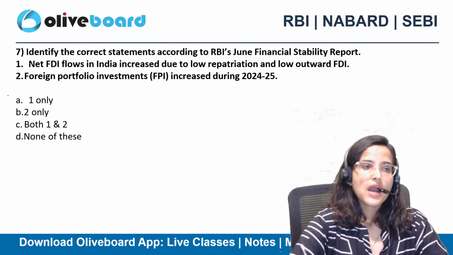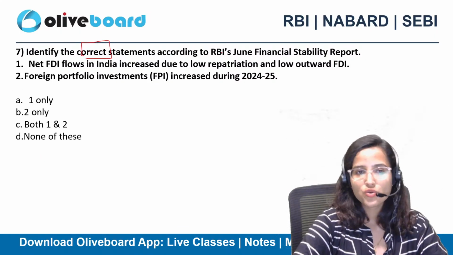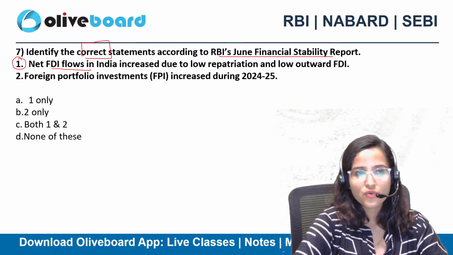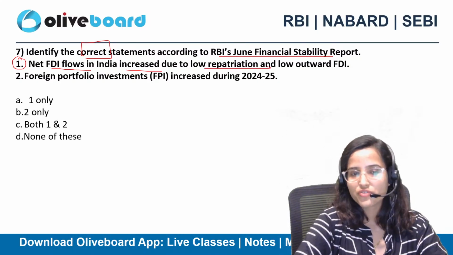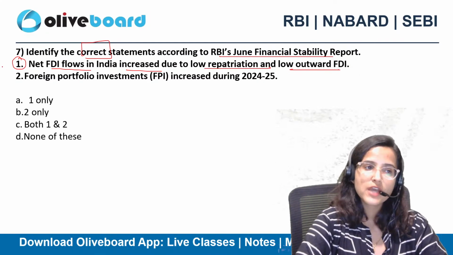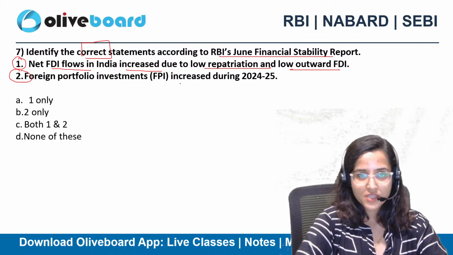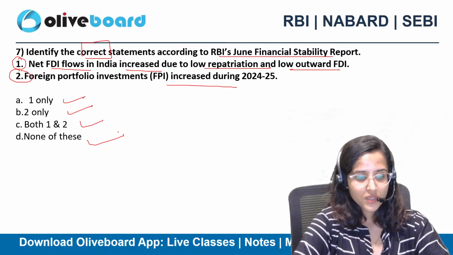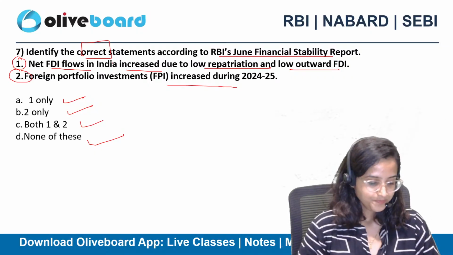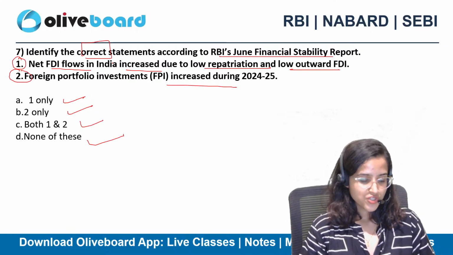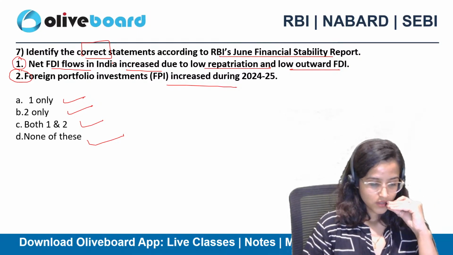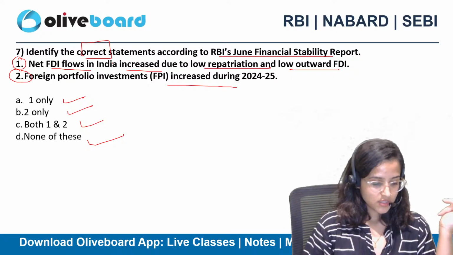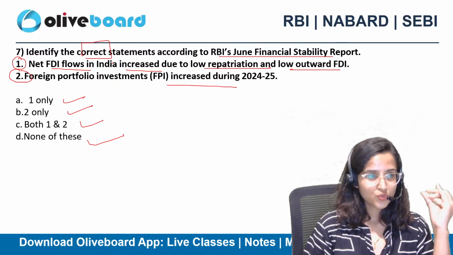Identify the correct statements according to RBI's June Financial Stability Report. First, net FDI flows in India increased due to low repatriation and low outward FDI. Second, foreign portfolio investments increased during 24-25. Options: one only, two only, both one and two, or none of the above? What is the answer? Seventh question. Two only, Abhigyan is saying. D, none of these. Anurag, Vinod are saying both one and two.